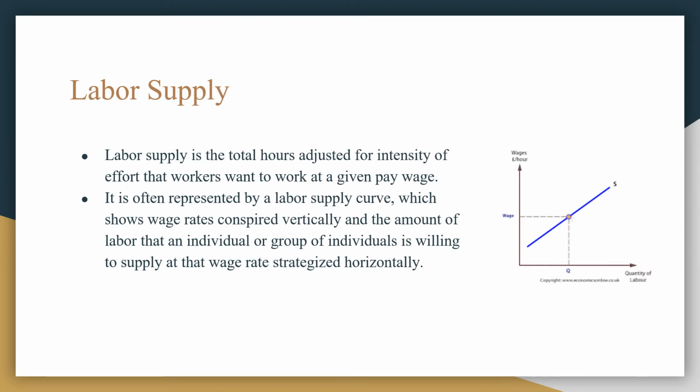Labor supply. Labor supply is the total number of hours, adjusted for intensity of effort, that workers want to work at a given pay wage. It is often represented by a labor supply curve, which shows the wage rate plotted vertically and the amount of labor that an individual or group of individuals is willing to supply at that wage rate plotted horizontally. For example, if competitors quickly match a higher offer, the employer may face a higher pay level, but no increase in supply.